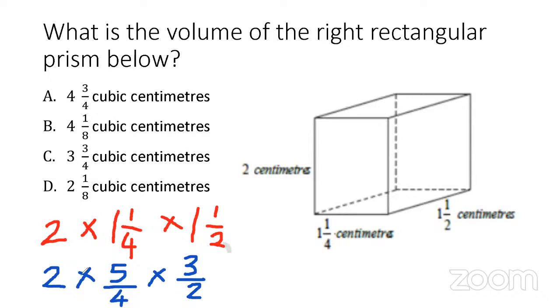Okay, so now we're going to work out one set and then we work out the other. So we can work out the first one here. We can do it like this, 2 times 5. So let's write this 2 as a fraction. 2 times 5 is 10. And 1 times 4 is 4. This is 10 quarters, 10 fourths multiplied by 3 halves.